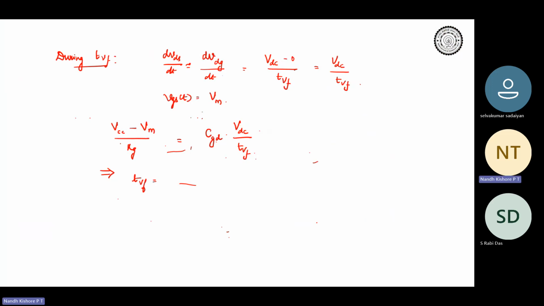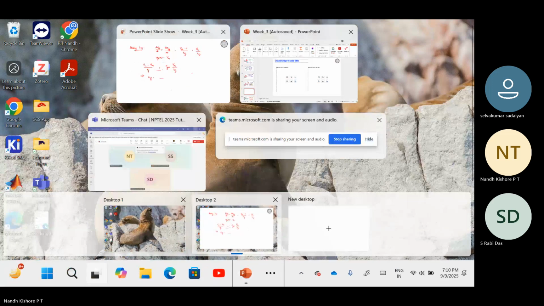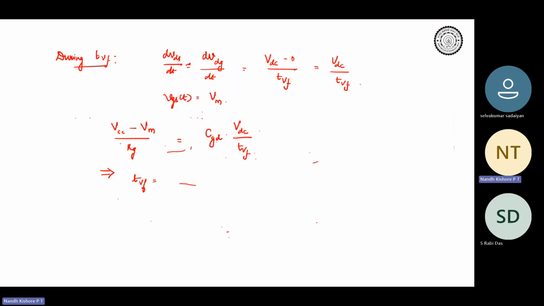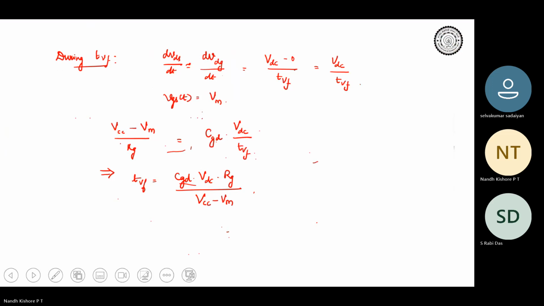So TVF is equal to CGD into VDC into RG divided by VCC minus VM. Is this fine? Simple, right? Straightforward. Yes, sir.